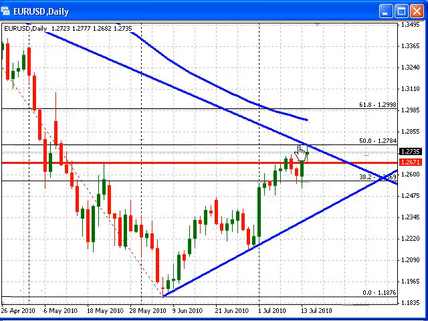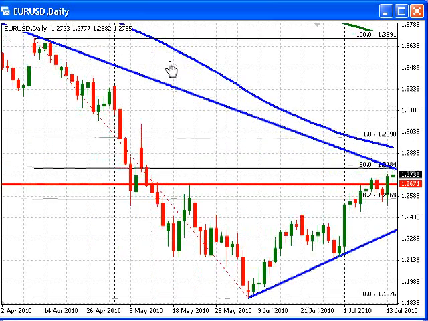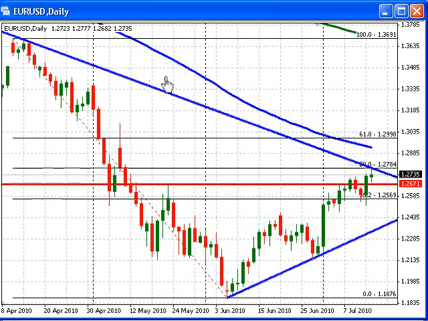I'm going to zoom in here. I'm going to show you that level. That level came in at around the 127.79 level here today. Now you also see this 50% retracement line here as well. And where does that come from? That comes from the April high here.